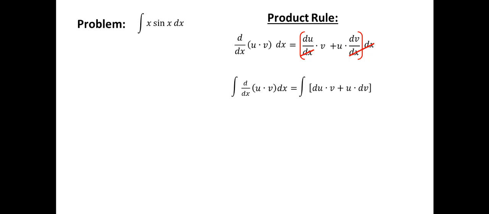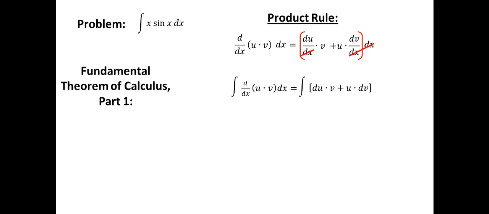Now, on the left side, we can simplify this according to the fundamental theorem of calculus part 1. If you take the derivative of a function and then take the integral of it, you just get right back to that initial function. So using this property, that left side just becomes u times v. So that simplifies pretty easily.